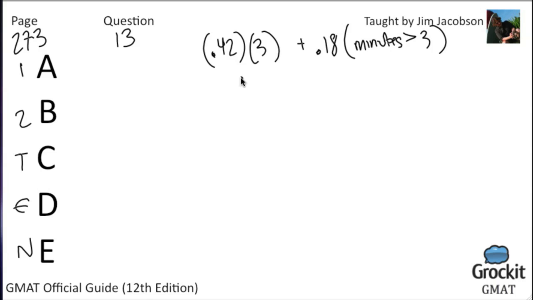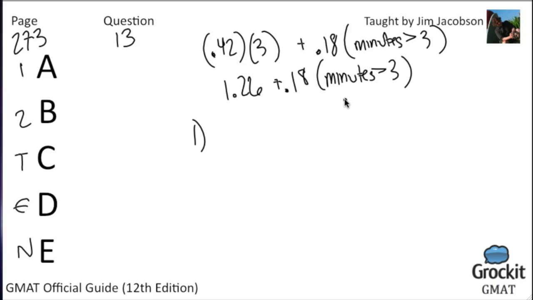Good to know. Which then comes out to $1.26 plus 18 cents for the minutes over 3. And yes, we could have written minutes over 3 as just x as a variable, but it's useful sometimes just to keep it clear, especially when you're teaching. So let's take a look at the statements.